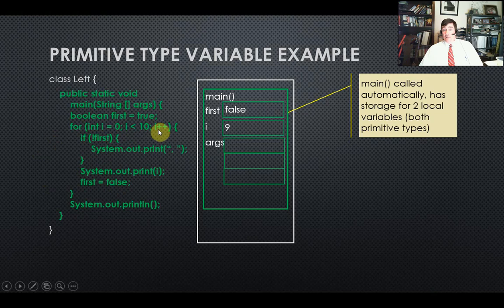We come back up, increment I to 1, I is less than 10. Now first is false, so we print out comma, space. Then we print out 1. Set this to false. Increment I is now 2. First is false, so we print out comma, space. We print out 2. Increment I to 3. 3 is less than 10. Comma, space, 3. So on and so on. Eventually we increment I to 10. Now I is not less than 10, so we skip all the way down to here.